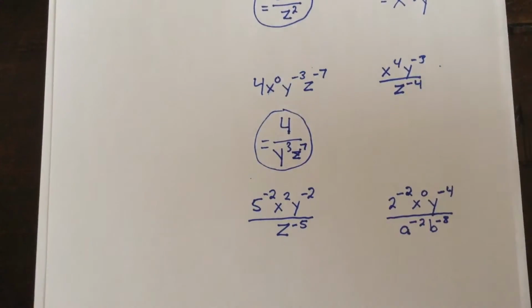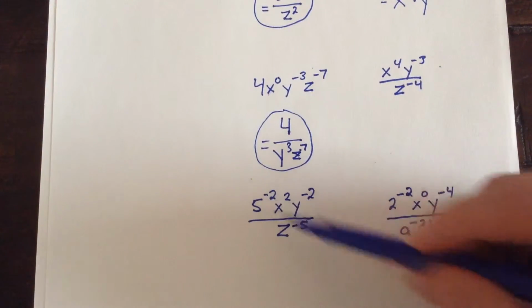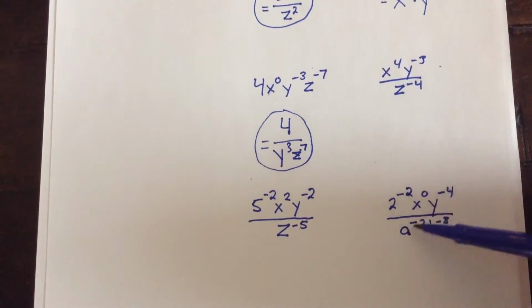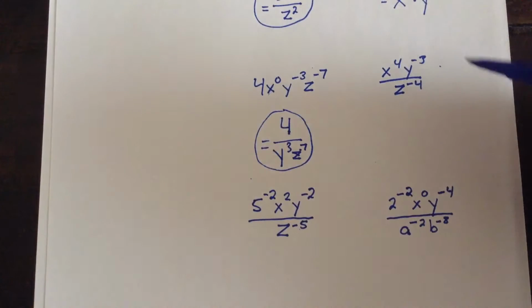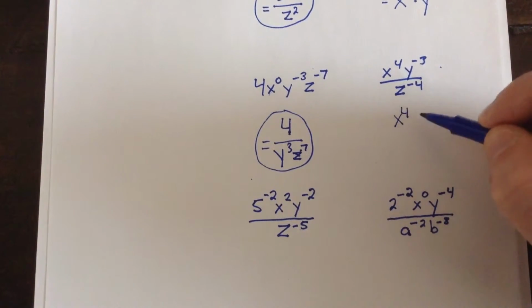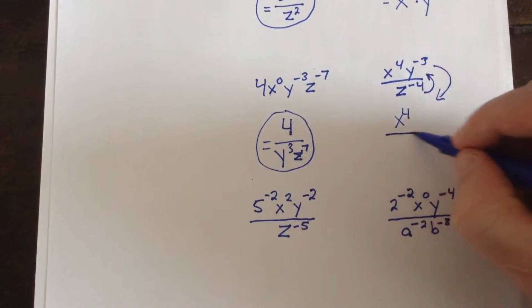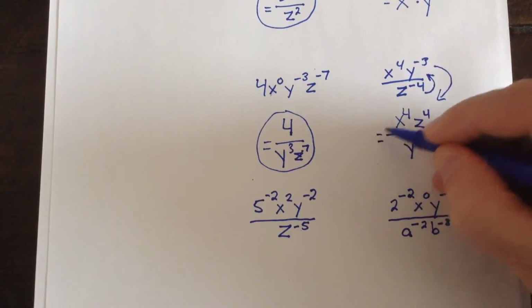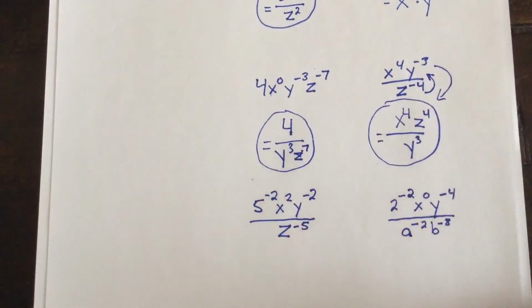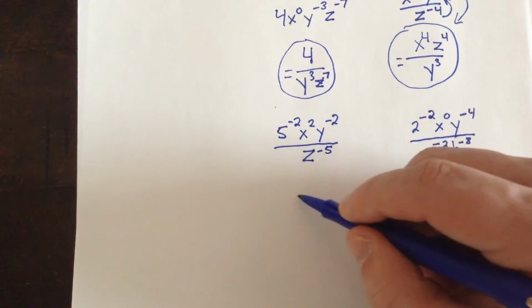Okay, now the last ones, same thing. I'm going to have to get rid of the negative exponents, negative exponent, negative exponent, negative exponent, right there, there, and there, and I'm going to have to change x to the 0 to 1. Alright, so if we look at it, x to the 4th stays up top. Alright, and then z to the negative 4th is going to move up top to the numerator, y to the 3rd is going to come down to the denominator. So it's going to look like this. Y to the 3rd. There we go.